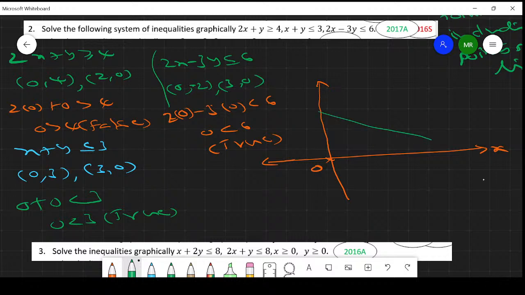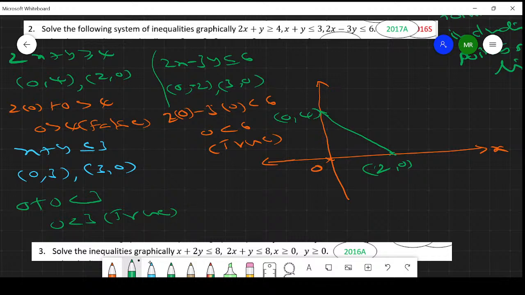This is 2, 0 means the distance I can write. So this point I can consider 0, 4, and this will be 2, 0. This is a rough diagram. You should draw perfect in the graph sheet. 2, 0 I have taken. Is clear. Now they want another point 0, 3, 3, 0.